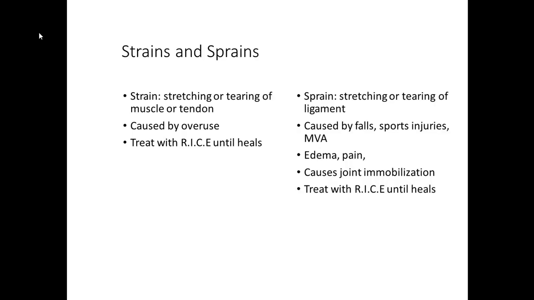All right, on to strains and sprains. A strain is a stretching or tearing of a muscle or a tendon. Generally, this is caused by overuse. Maybe somebody's been out doing yard work all day long, working too hard, shoveling, you name it. They might have a muscle strain. A sprain is a stretching or tearing of a ligament. Generally, you'll see this more with sports injuries, falls, motor vehicle accidents, where there's an actual injury.